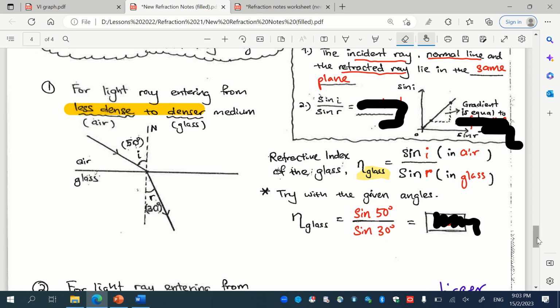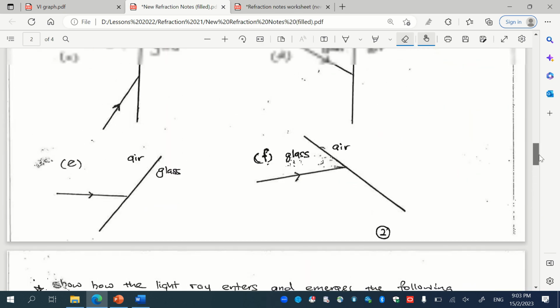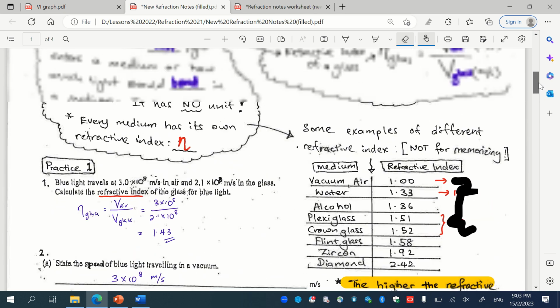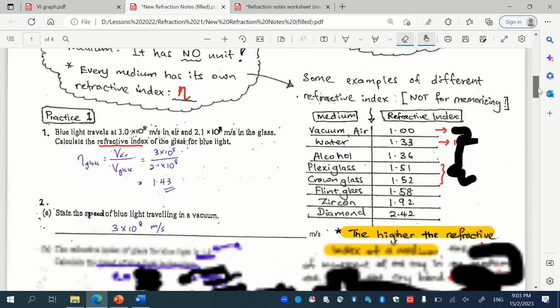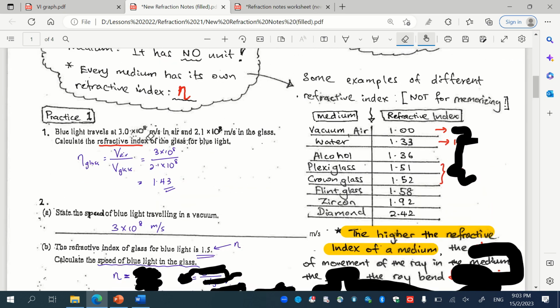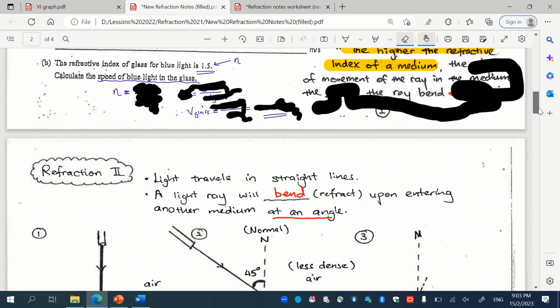And the other formula is the speed formula. You use it for questions that give you speed, questions that give you meters per second, then you use the speed formula to solve for the refractive index. So you only learned two formulas so far from this topic, part 1. All right, so that's all for your WA1.